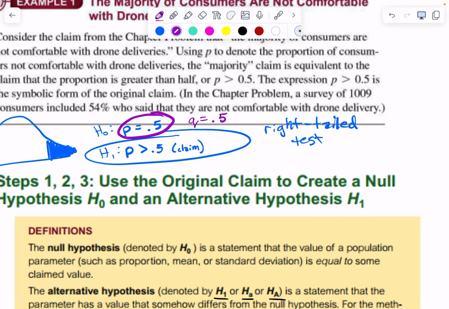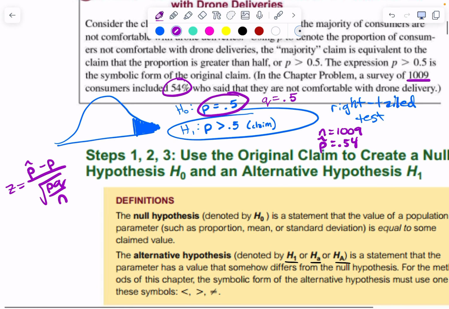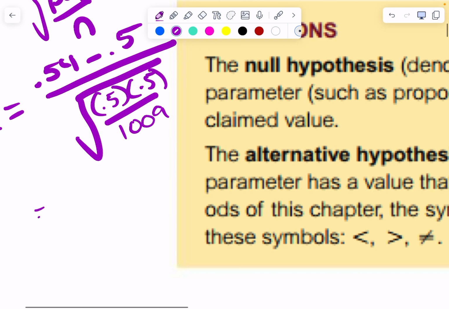In the last sentence, in the parentheses, it says a survey of 1,009 consumers. What does that mean? n is 1009. We wrote that down. It included 54% who said that they were not comfortable with drone deliveries. p hat is 0.54. We're going to plop that into this formula and get a value for z. So p hat, 0.54, minus p, 0.5, over the square root of pq, 0.5 times 0.5, over n, 1009. Practice typing that into your calculator, see what you get.